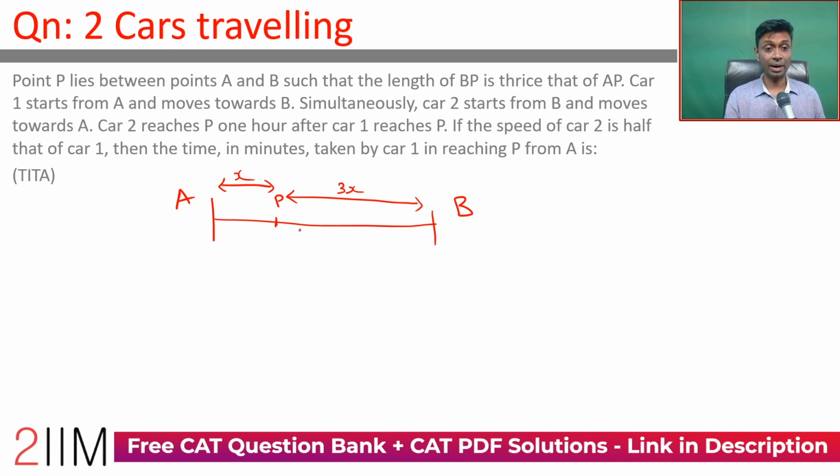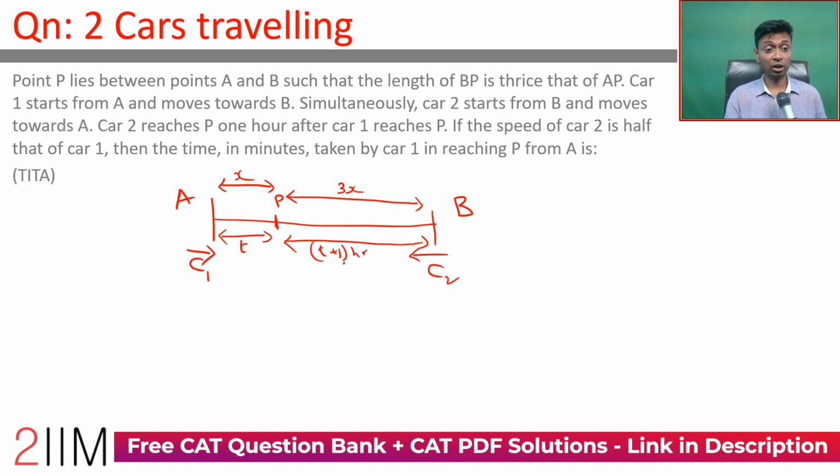Car 1 starts from A and moves towards B. Car 1 is moving like this. Simultaneously, car 2 starts from B and moves towards A. Car 2 this way, simultaneously at the same time. Car 2 reaches P 1 hour after car 1 reaches P. So, car 1 takes time t, car 2 takes time t plus 1.